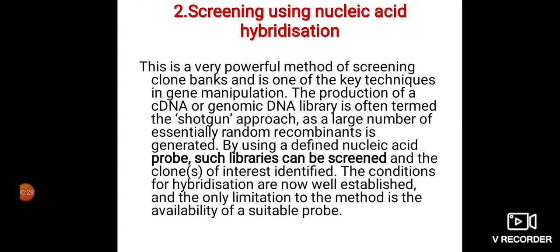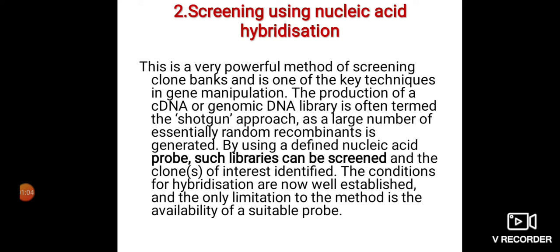People go for screening of the particular host cells. So it's a very powerful method for screening. People use it for screening of cDNA libraries, genomic DNA libraries, or even gene libraries. So here, a very important requirement is going to be a probe, that is, a nucleic acid sequence, an oligonucleotide sequence, which is going to be complementary to a particular known sequence.